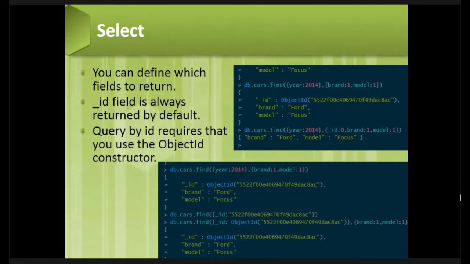We can also find by ID, which is the example below. Please remember that the ID is a special object, so if we issue the find with ID equal to the string, it will return nothing. Because the ID is not a string, it's an object. The correct statement is ObjectId and then the string value of the ID. Please keep that in mind, as it mistakenly returns empty sets.